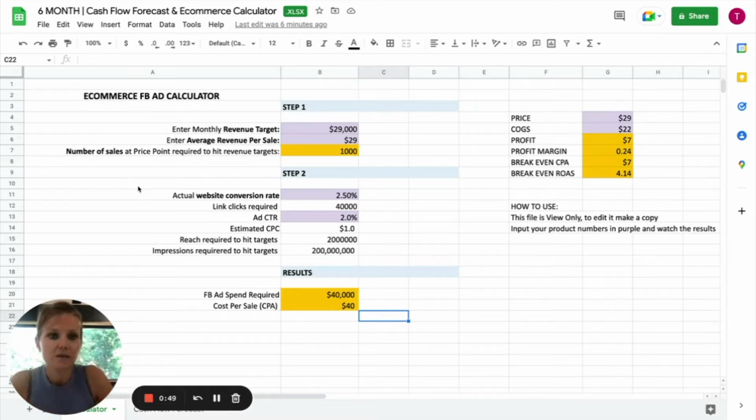So in this Facebook ad calculator, the way that it works is that you want to change anything that's purple. In this instance, we have a price, which is $29. We have cost of goods on this item, which is how much it costs you to manufacture and fulfill this product, $22, leaving $7 in profit. So already profit margins are really slim.